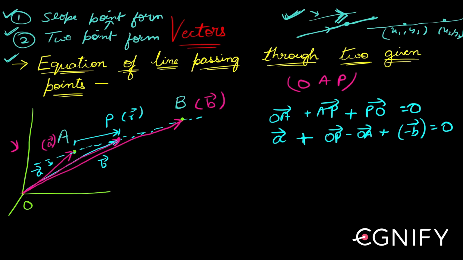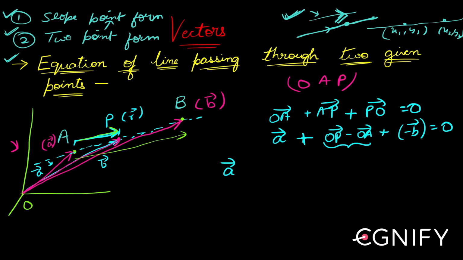Now the thing is, this vector OP bar minus OA bar, which is this, is collinear to your vector AB bar. So as you can see, I'll just draw it here with a different color. This vector AB bar, which goes like this, and your AP bar are collinear to each other. They're pointing in the same direction. So obviously they can be related by some lambda.